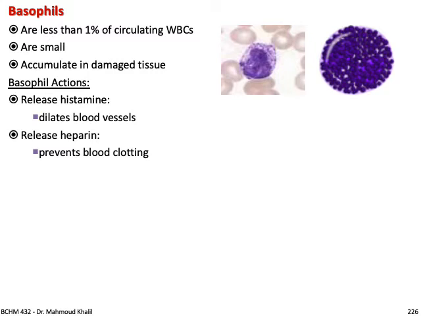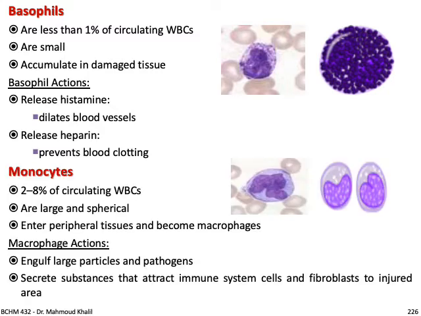Basophils are less than 1% of white blood cells, very small, and accumulate in damaged tissue. They release histamine, which dilates blood vessels, and they also release heparin, which prevents blood clotting.